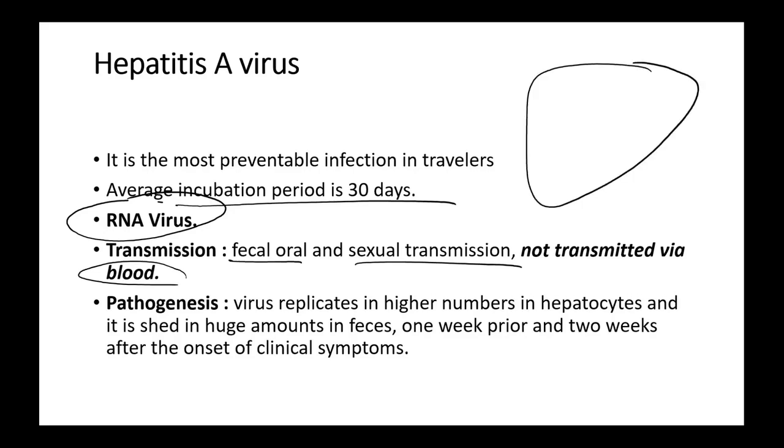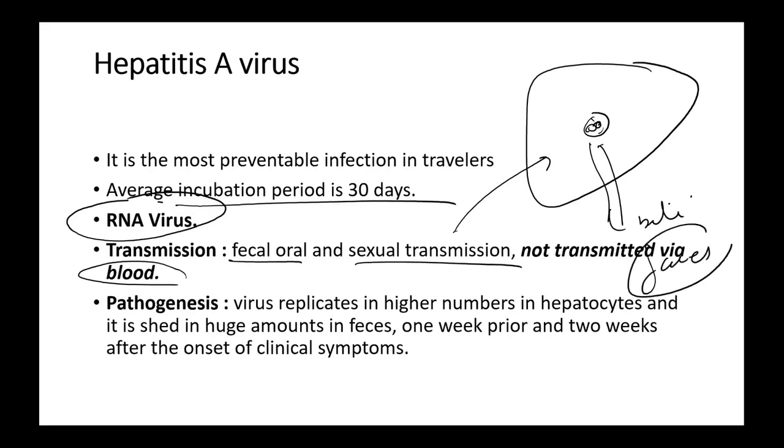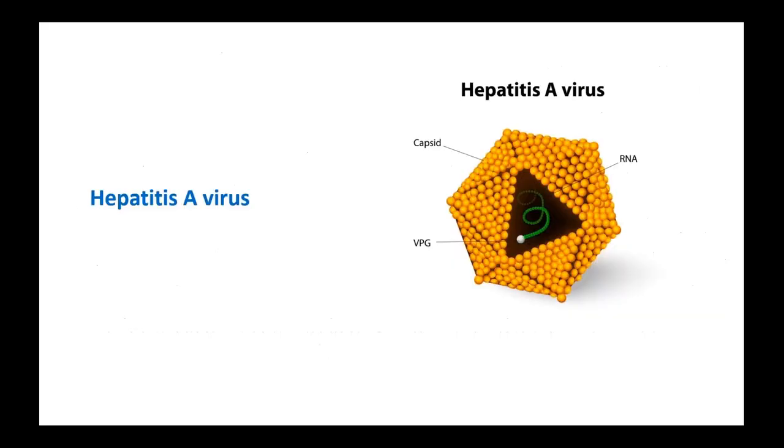So what is the pathogenesis? The virus will replicate in hepatocytes in high number, and when it replicates, it will cause destruction of hepatocytes, which will cause elevation in AST, ALT. It is shed in huge amounts. Once it is shed from hepatocytes, it will go to the bile and be excreted in the feces in high amount. So this is hepatitis A virus, an RNA virus.